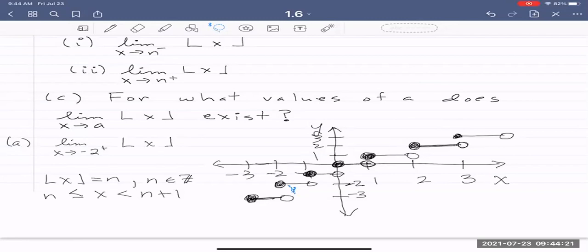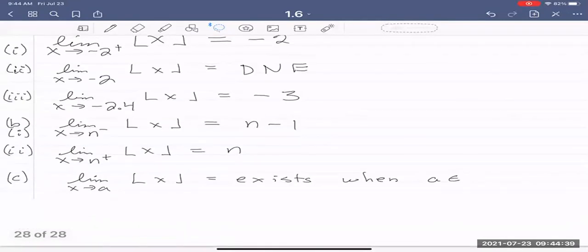But if I'm not at an integer value, then notice that it always has the same value near these non-integer values. And so this will be continuous everywhere. The limits will exist everywhere except at integer values. So it's everywhere except at integer values. Any questions about that?